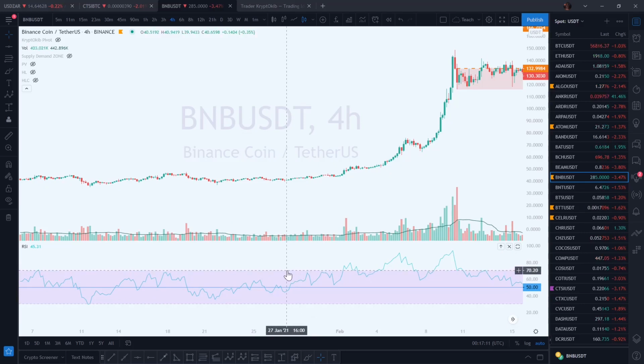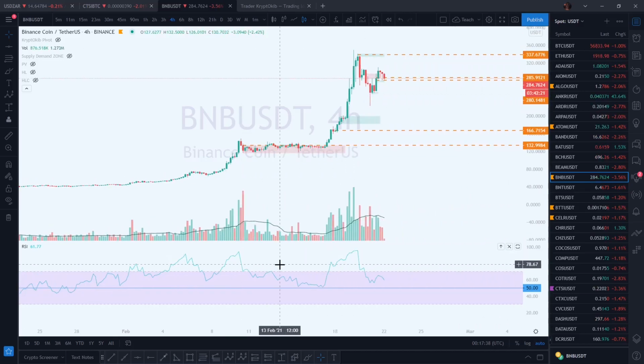So from this 70 mark to the 100 is the overbought region, whereas from the 30 mark to 0 is the oversold region. So once RSI is inside of the oversold region, you want to look for buy signals. At moments the RSI is above the 70 mark, which is the overbought region, you want to look for sell signals.